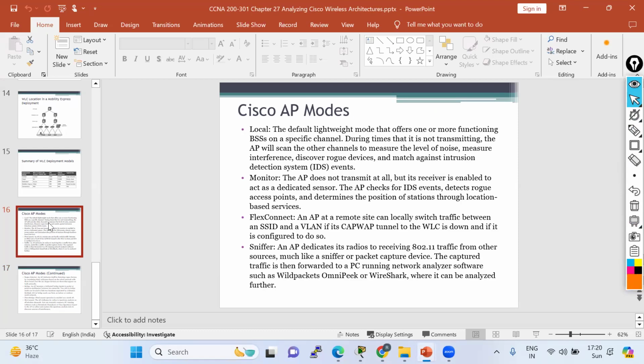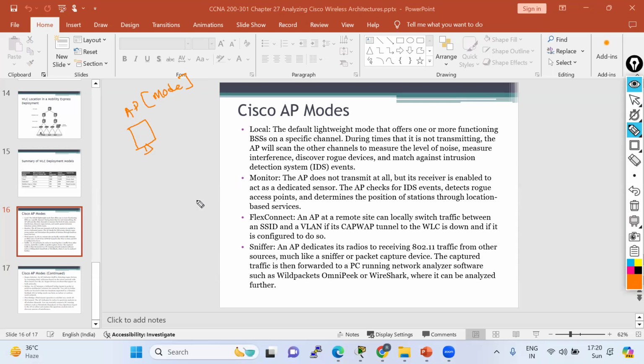One by one we just have to understand. Let's suppose I purchase the AP. If I purchase the AP, I have to decide the mode of the AP. This AP I purchased from Cisco, so this AP must have some mode, right? If I put it in local mode, then the behavior of the AP is going to be something different. If I put it in monitor mode, then it is going to work differently.